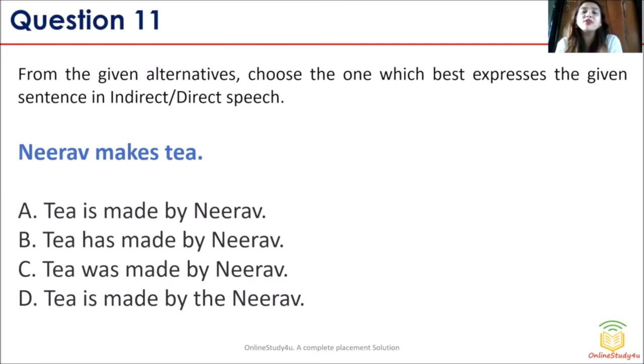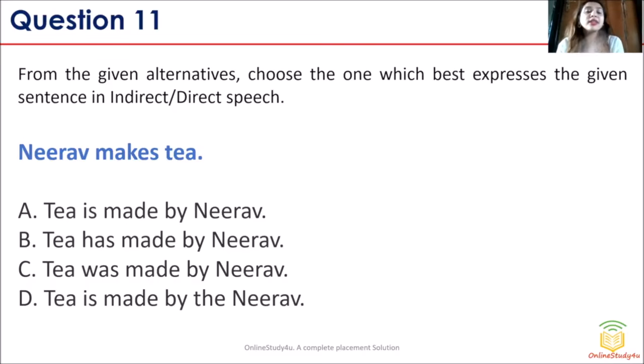From the given alternatives, choose the one which best expresses the given sentence in indirect or direct speech. So either it's given in the direct speech and you have to convert it to indirect, or it is given in the indirect speech and you have to convert it to direct. Nirav makes tea. Tea is made by Nirav. Tea has made by Nirav. Tea was made by Nirav. Tea is made by the Nirav.